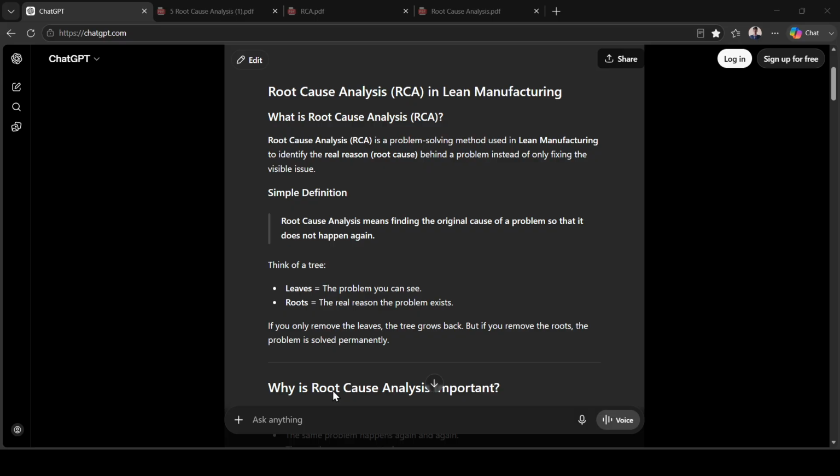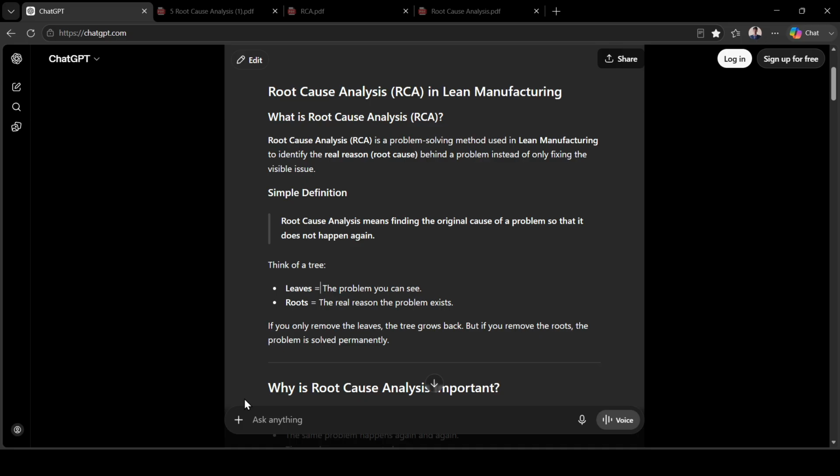Today we are going to learn about root cause analysis, or RCA. This is one of the most important problem solving techniques used in lean manufacturing and quality management. So what is lean manufacturing? Let's start with this topic. Root cause analysis in lean manufacturing. What is root cause analysis, or RCA?